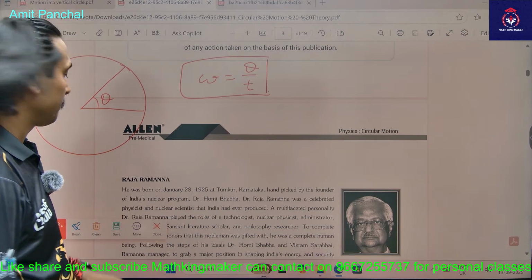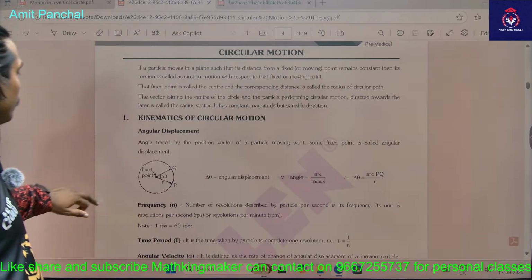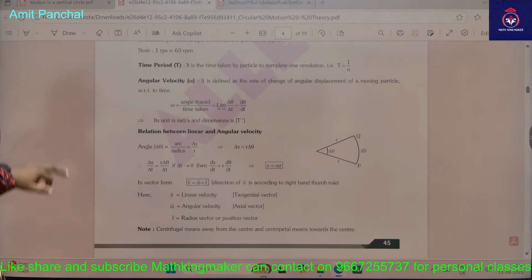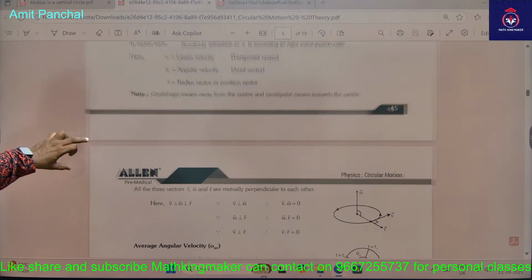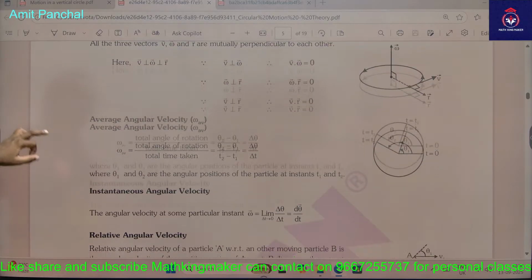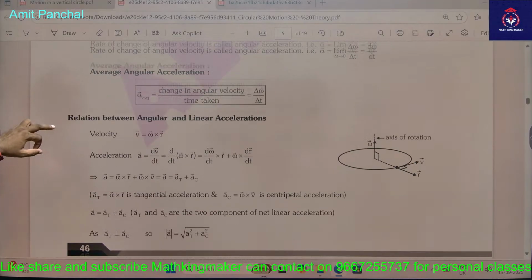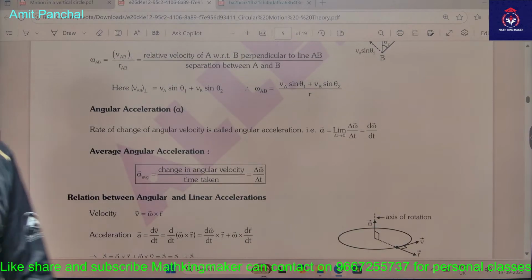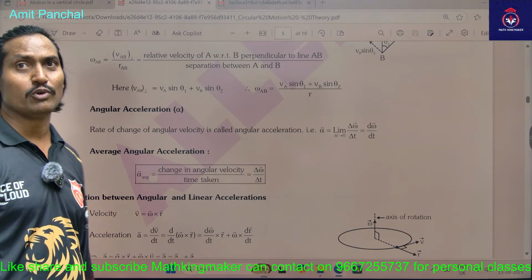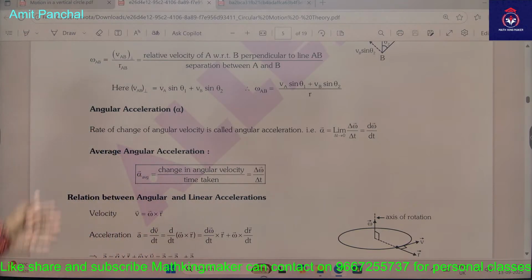Angular displacement we covered, frequency, time period, angular velocity, and the relation between v and r, v is equal to r omega. We covered everything. Instantaneous and average angular acceleration we didn't do. You just told me about the NLM portion, that is very basic.